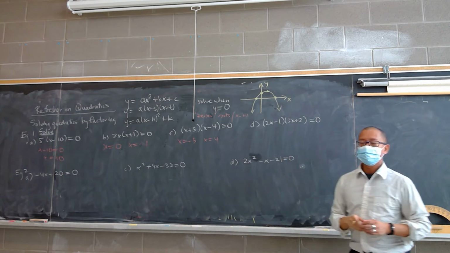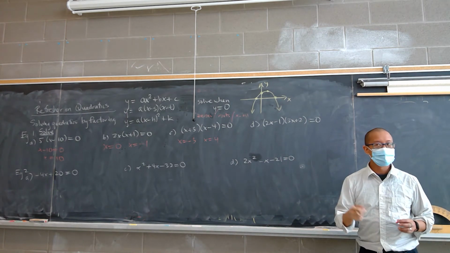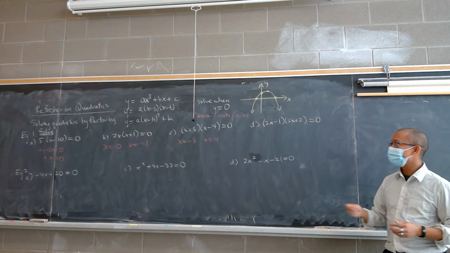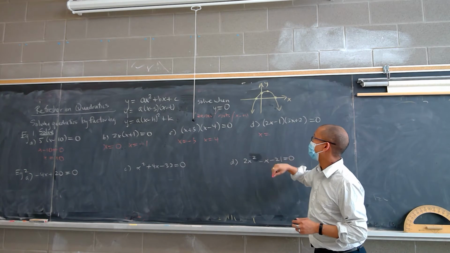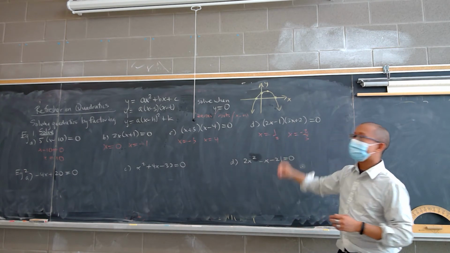The last one here, for example, D: we have 2x minus 1 times 3x plus 2 equals 0. Any volunteer? Abby, sure, go ahead. So x is 1 over 2, and then x is negative 2 over 3. Let's pause here. Thank you so much.